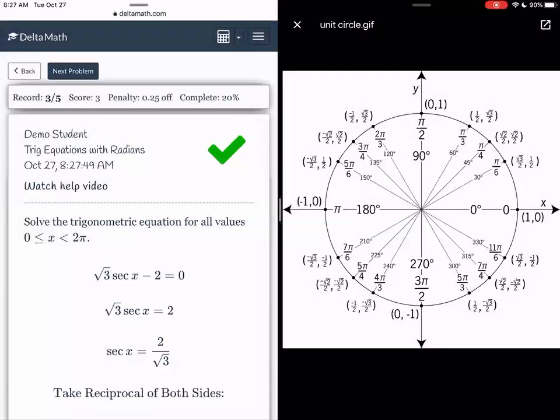Okay, so that was this section. Let's go back and do another recording for the other section.